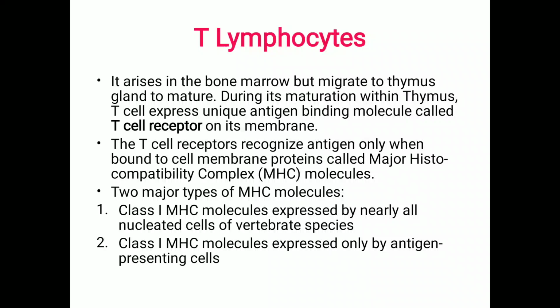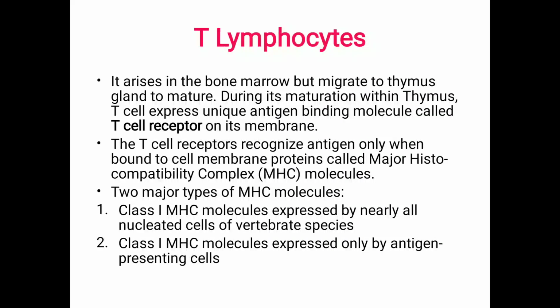There are two major types of MHC molecules, class 1 MHC molecules and class 2 MHC molecules. The class 1 MHC molecules are expressed by nearly all nucleated cells, such as cancer cells, virus infected cells, etc. While class 2 MHC molecules are expressed by antigen presenting cells such as macrophages, dendritic cells, B cells, etc.